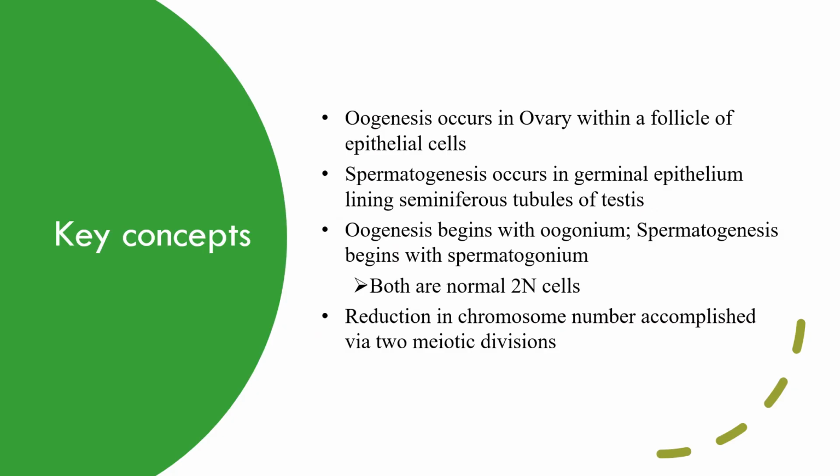So again, to summarize the key concepts of gametogenesis. Oogenesis occurs in the ovary with a follicle of epithelial cells. On the other hand, spermatogenesis occurs in germinal epithelium lining of the seminiferous tubules of the testes. Oogenesis begins with the oogonium, and spermatogenesis begins with the spermatogonium. Both are normal 2N cells, or diploid cells. And reduction in chromosome number is accomplished via two meiotic divisions.